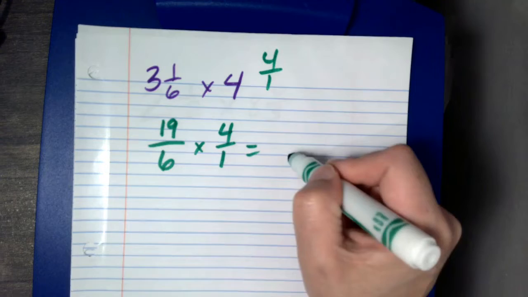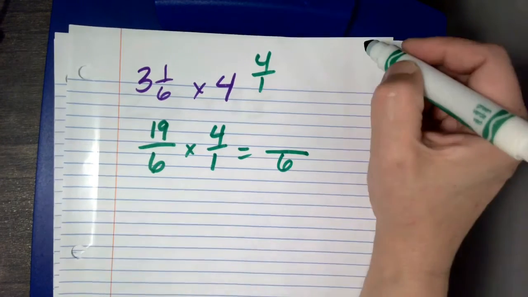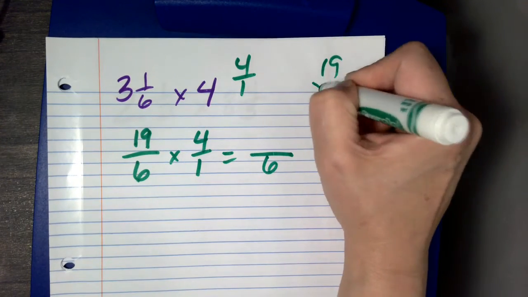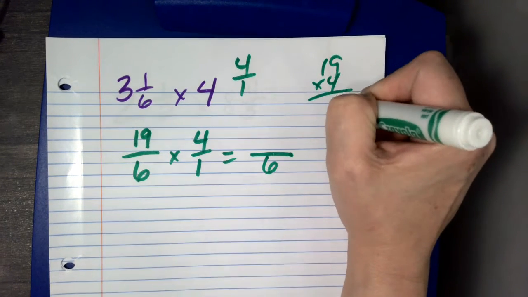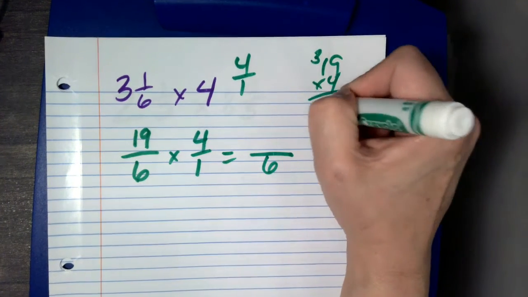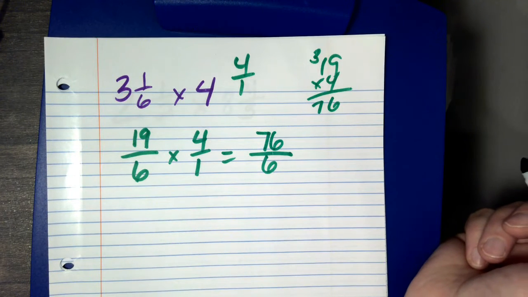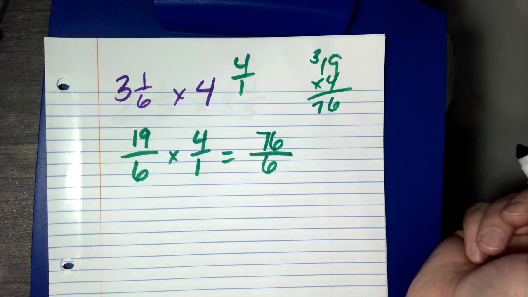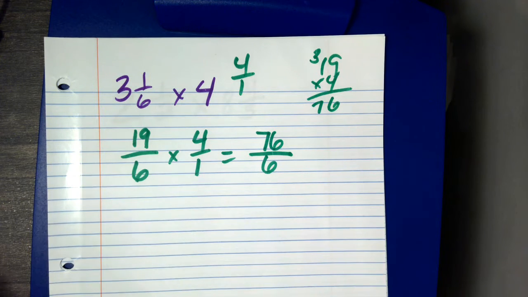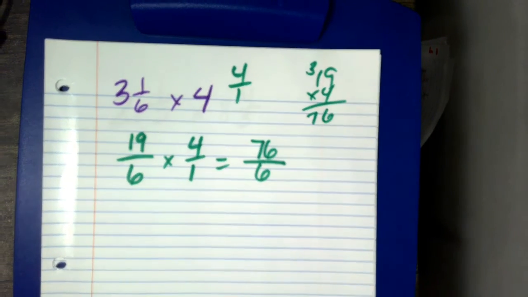So 6 times 1 is 6. And then 19 times 4, I don't know off the top of my head, so I will do it over here. 19 times 4. 9 times 4 is 36. Carry the 3. 4 times 1 is 4. 5, 6, 7. So 76/6. Now I can leave my answer like that, but it's not the best answer, especially because I started off with a mixed number. So I'm going to do some simplification before I change back.